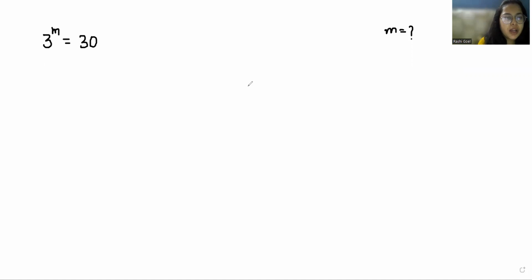My name is Rashi Goel and in this video we are going to solve 3 power m is equals to 30 and we have to find the value of m. So let's start with today's video solution. So 3 power m is equals to 3 times 10. We can write this as, 3 power m by 3 is equals to 10.